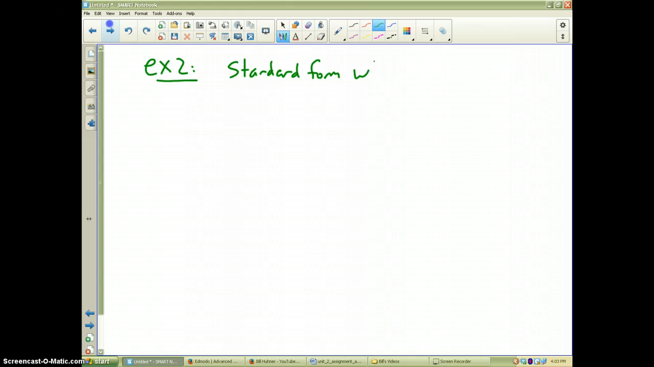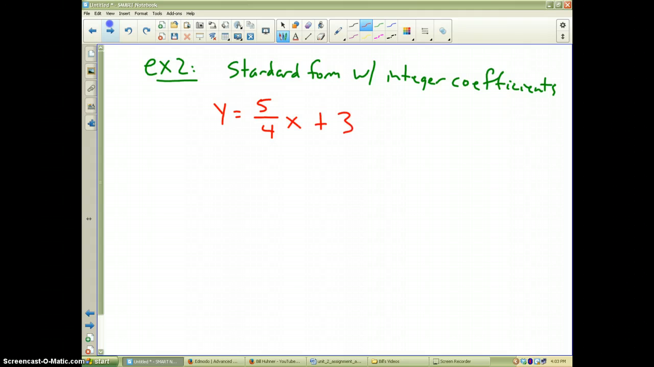Now I would like you to do example 2. Again, the goal is to write in standard form with integer coefficients. Your problem is y equals 5/4 x plus 3. Stop the video at this time and work this one out.